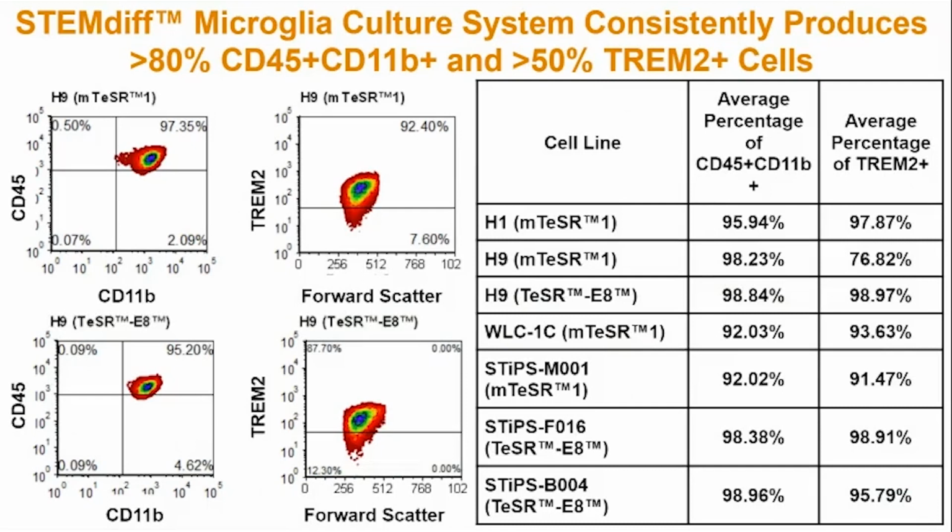At the end of maturation, the majority of cells you produce will express the expected mononuclear cell markers, such as CD45, CD11b, and TREM2. On the left, you can see some representative flow plots for all these markers from cells cultured in mTeSR1 or TeSR-E8 media. The right table shows the average percentage of these markers over at least 3 technical replicates across several ES and iPS lines in various starting culture media.